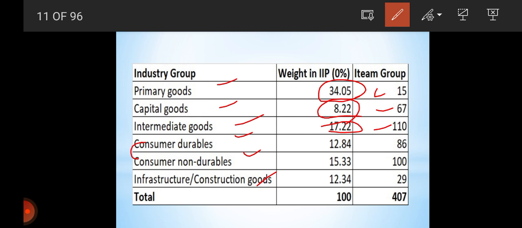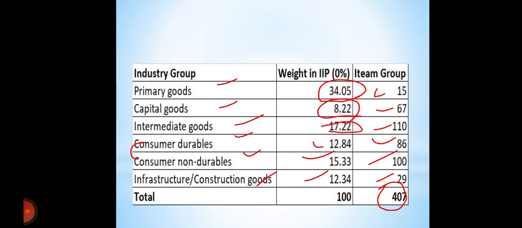कंज्यूमर ड्यूरेबल गुड्स का वेटेज कितना है, 12.84, एंड इट कवर 86 कमोडिटीज. कंज्यूमर नॉन ड्यूरेबल गुड्स का वेटेज कितना है, 15.33, इट कवर 100 गुड्स. एंड इंफ्रास्ट्रक्चर कमोडिटी का वेटेज कितना है, दैट इज अ 12.34, and it cover total 29. So you can see, as I shown you in a base year 2011-12, that it cover total 407 item group. So you can see here the calculation is 407.